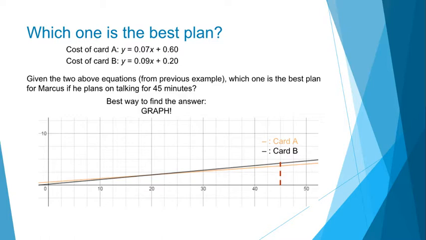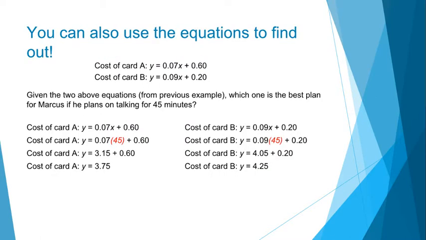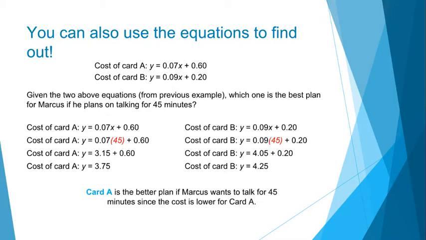So we get the cost of card A for 45 minutes is $3.75. So let's do the same thing now for card B. Plug in our 45, solve our equation, and we get that the cost of card B is $4.25. So if he wants the best plan, then he's going to want to pay the cheaper price, because who really wants to pay the bigger amount of money? So he would want to use card A, since it costs less if he's going to talk for 45 minutes.